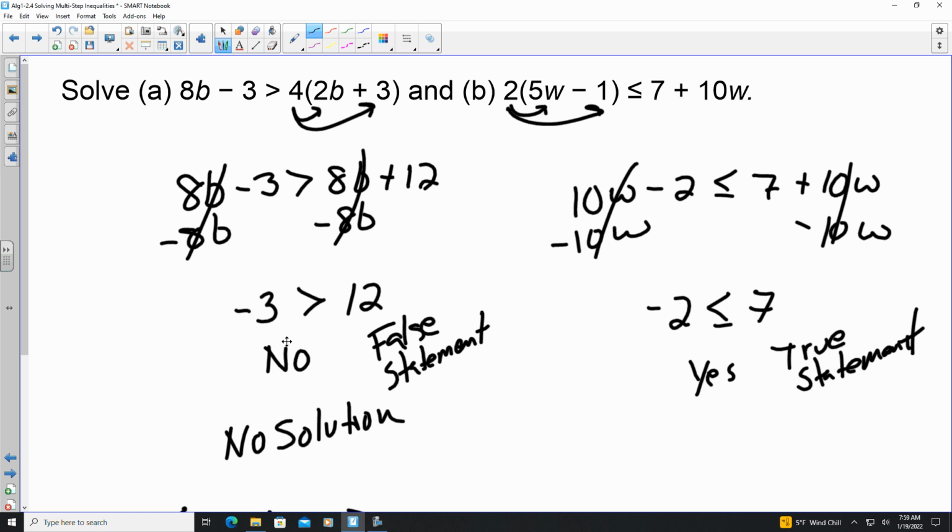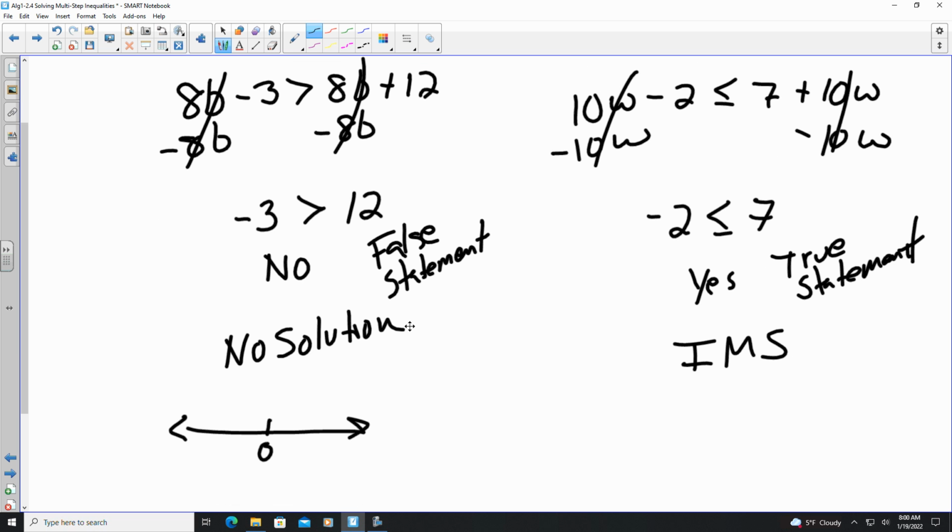So anytime we have a true statement, that means that we could place any value for W, or whatever variable it might be, and you're going to get a true statement. So this is a situation where, like in the previous example A, you had no solution. This one, you have infinitely many solutions. And if they ever ask you to graph it, this is a situation where you simply are shading both sides of the number line because any value would make that statement true.